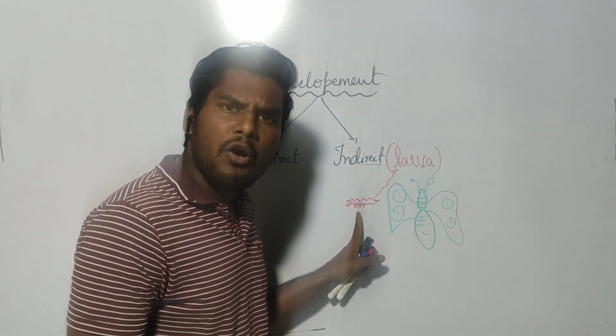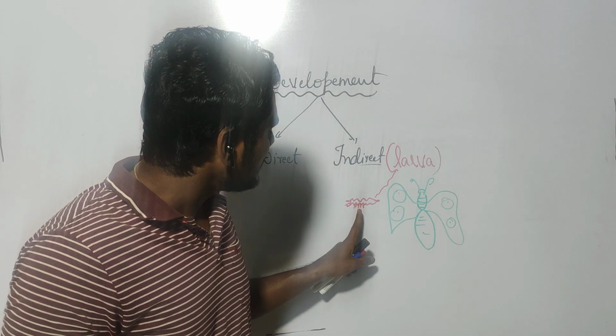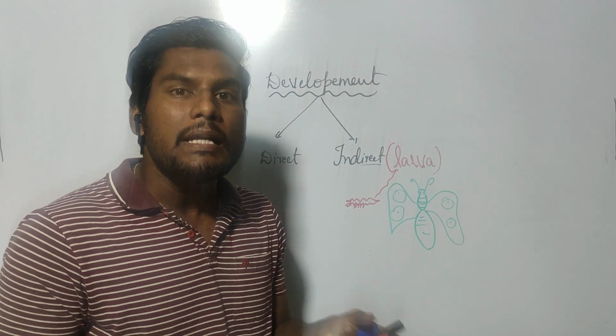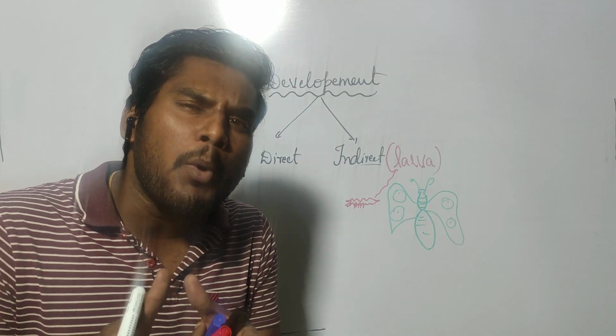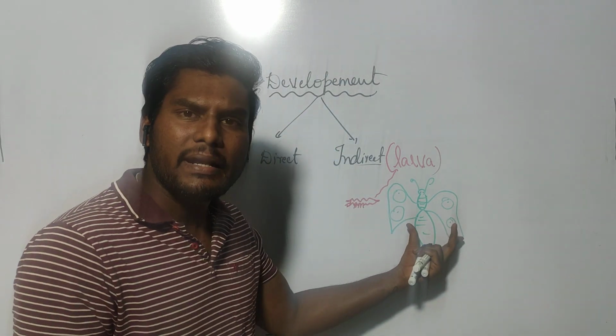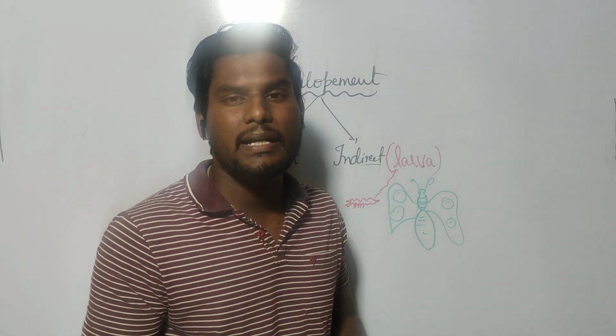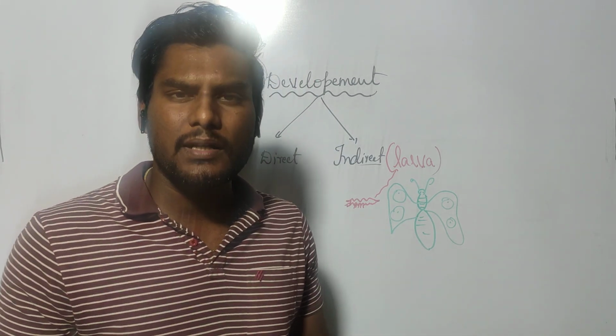So the shape, the morphology, the structure of the larva and adult, is it similar or different? Different. If the larva is morphologically different from the adult, such type of development is called indirect development. If the larva stage is present, that is indirect development. And if the larva stage is absent, direct development.